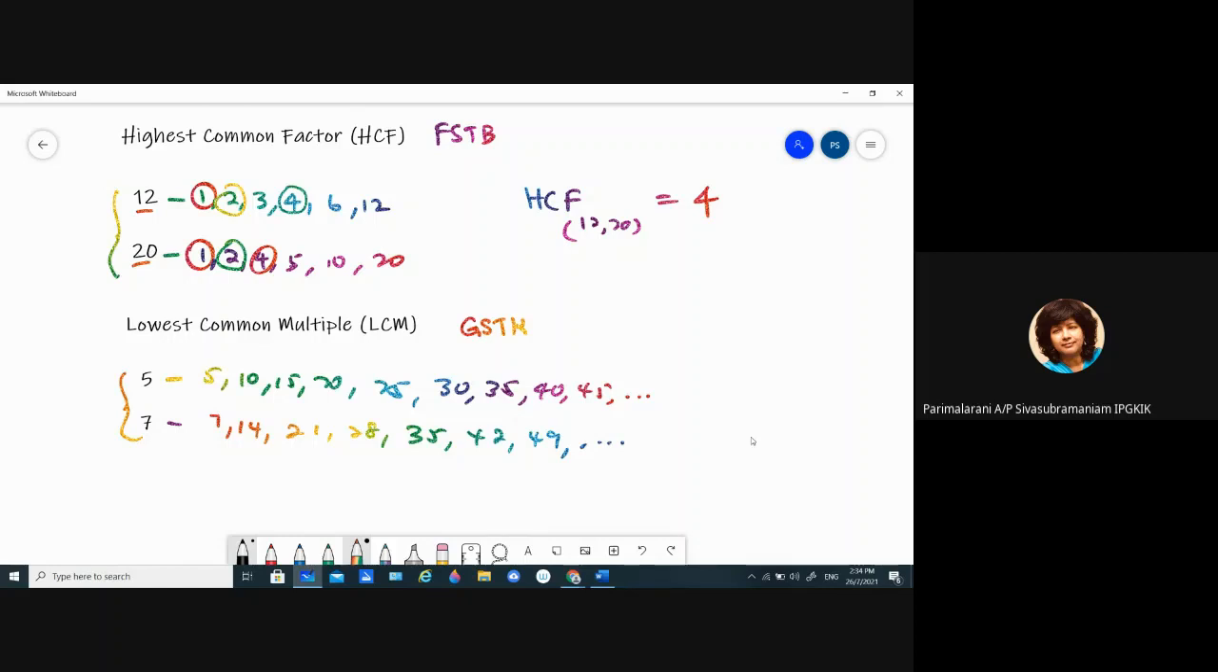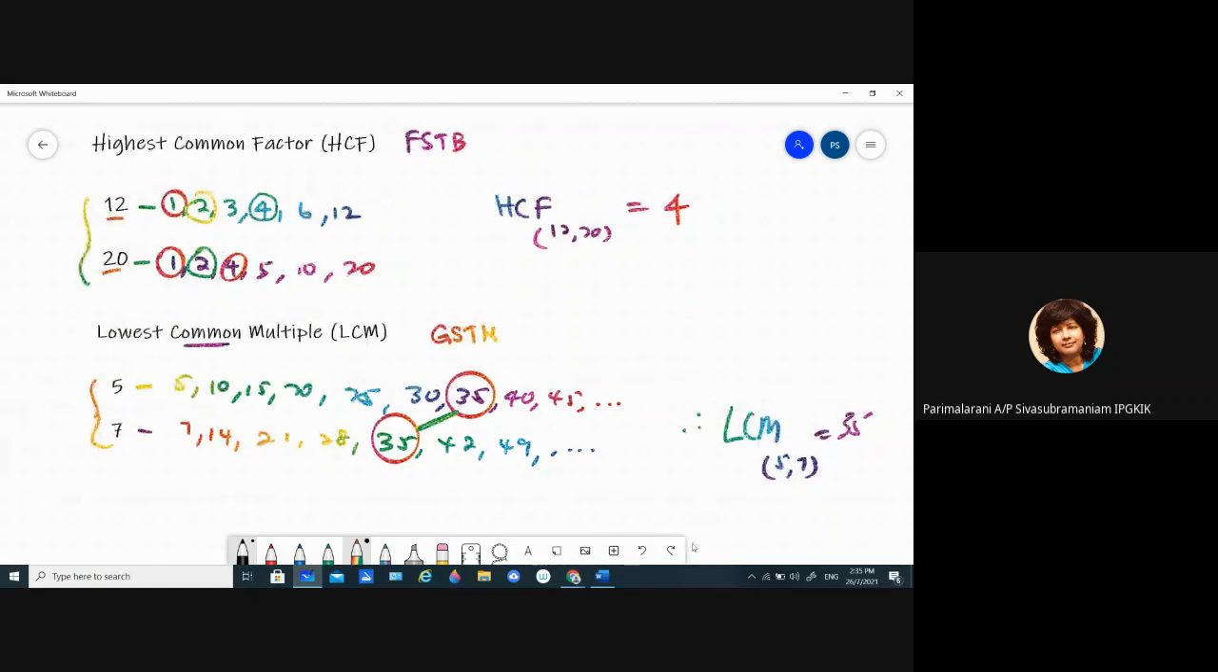We want the lowest common multiple, that means the same multiple. So we look at the same multiples here. We can see that the first common multiple is 35. Maybe there are other common multiples along the way, but we want the lowest common multiple, which is the first common multiple. Therefore the LCM for 5 and 7 is 35. Okay, so you understand how to find the highest common factor and the lowest common multiple.